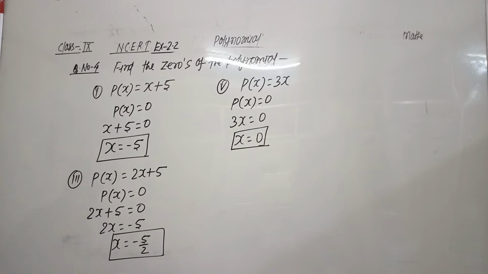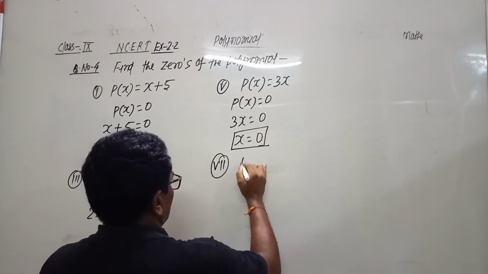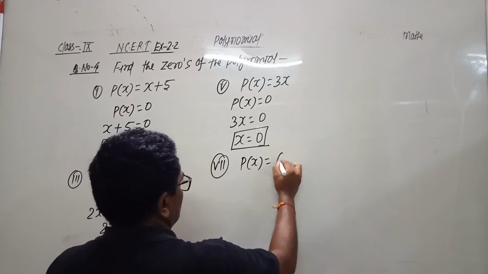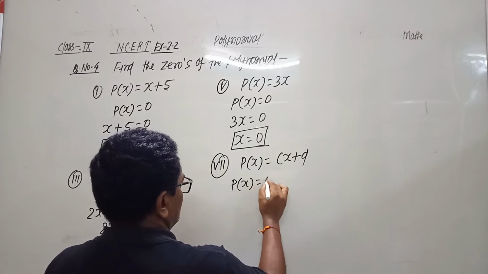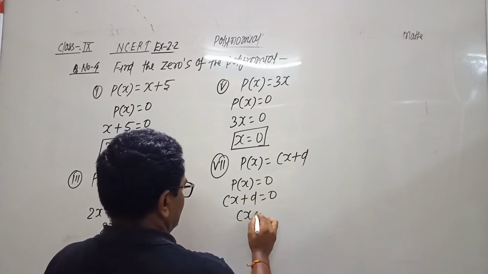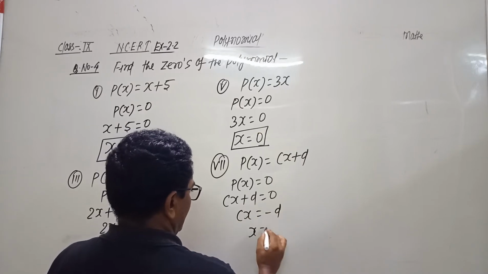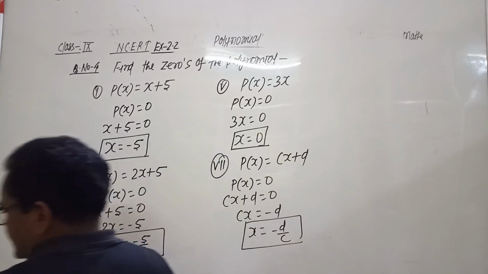Now the seventh part, p(x) equals cx plus b. So again we make p(x) equals 0 and cx plus b equals 0. Then cx equals minus b and x equals minus b by c.